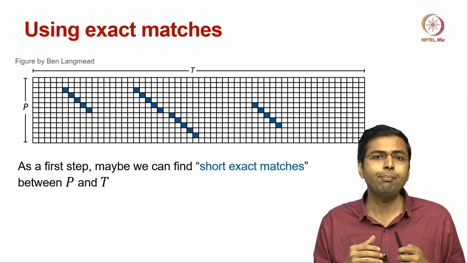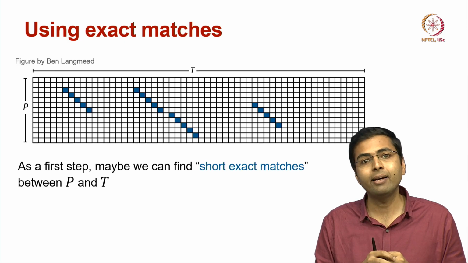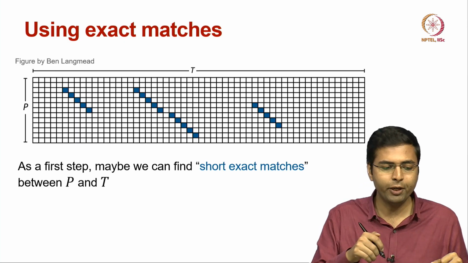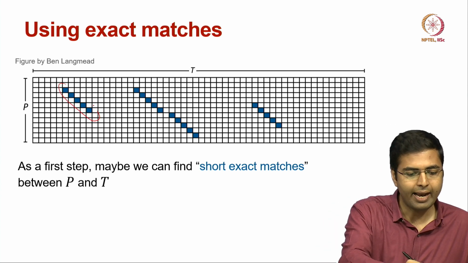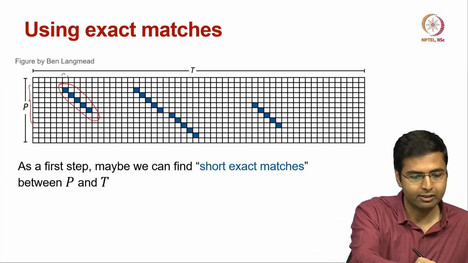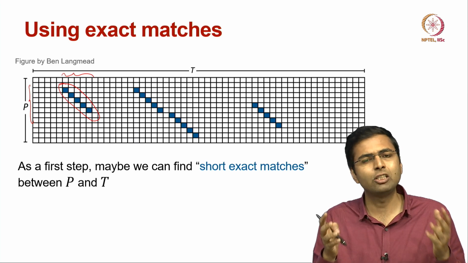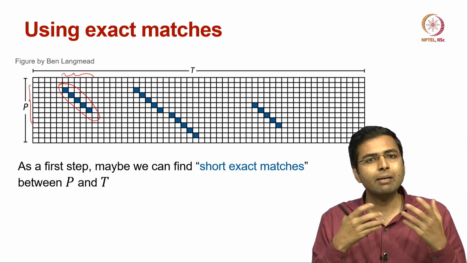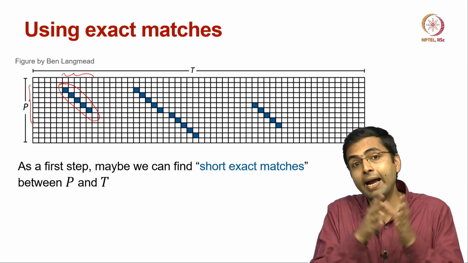So, maybe as a first step, let us consider where the short matches exist between the pattern and the text. For example, in this illustration on the top, I am showing you exact matches of length 5. So, this is illustrating an exact match of length 5 between the pattern and the text. Suppose we look at all such short exact matches of length 5, then maybe these exact matches can guide us where a good alignment of the pattern may be in the entire text.